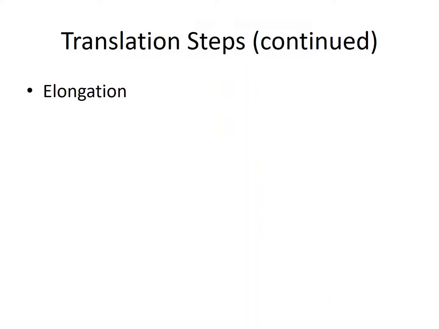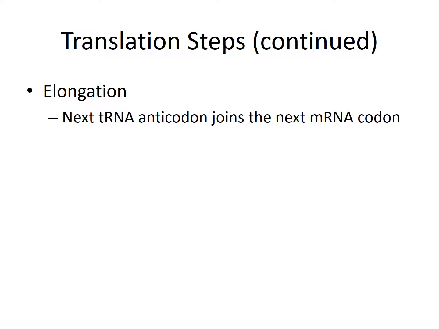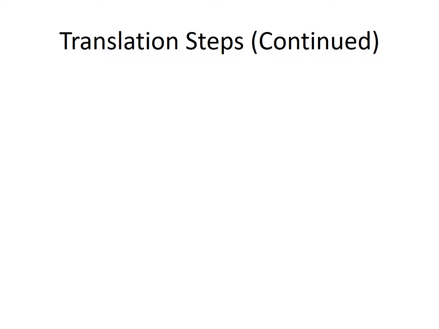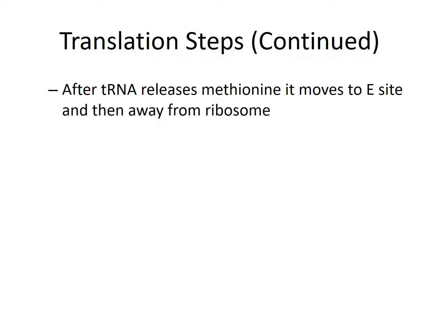Next, the chain is going to get elongated. tRNA anticodons are going to join that mRNA codon, and they're going to start matching up. They're going to go into the A site first, and once they get into the A site, the amino acid is going to get attached to the amino acid in the P site, and it's going to keep going. After the tRNA in the P site releases a methionine, that tRNA is going to go to the E site.